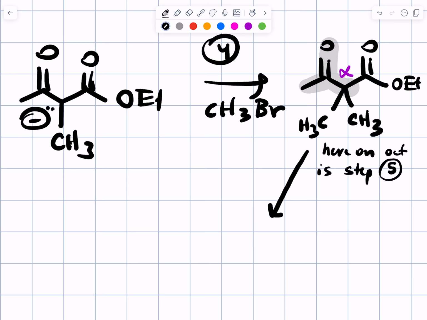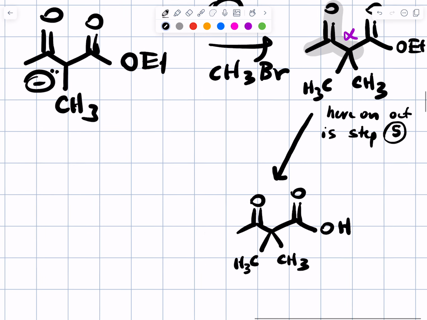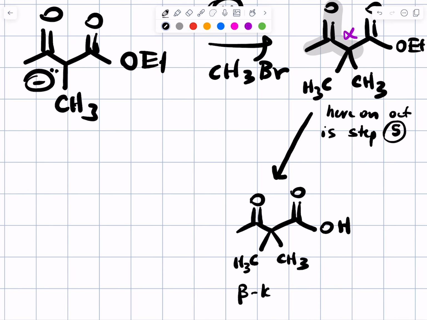So, acid catalyzed ester hydrolysis. What product will that give us? That should replace the OEt group on our ester with an OH group to give us this product. And this is a beta keto acid because here's the carbonyl carbon, alpha carbon, and beta carbon. Beta to the carboxylic acid is a ketone.